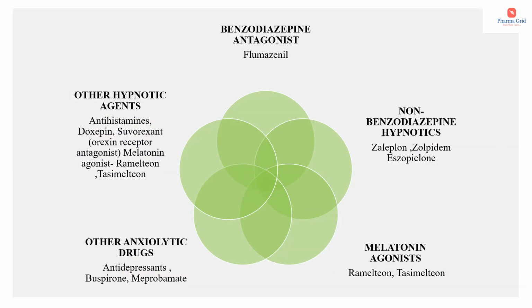Other than these benzodiazepines and barbiturates, there are certain other drugs that can be used as sedatives as well as hypnotics, which include non-benzodiazepine hypnotics, examples including zaleplon, zolpidem, eszopiclone, then melatonin agonists such as ramelteon and tasimelteon, other anxiolytic drugs including antidepressants, buspirone, meprobamate, and other hypnotic agents such as antihistamines, doxepin, suvorexant. Suvorexant is an orexin receptor antagonist. Then flumazenil is a benzodiazepine antagonist. Benzodiazepine antagonist means it can be used as an antidote for benzodiazepine poisoning.